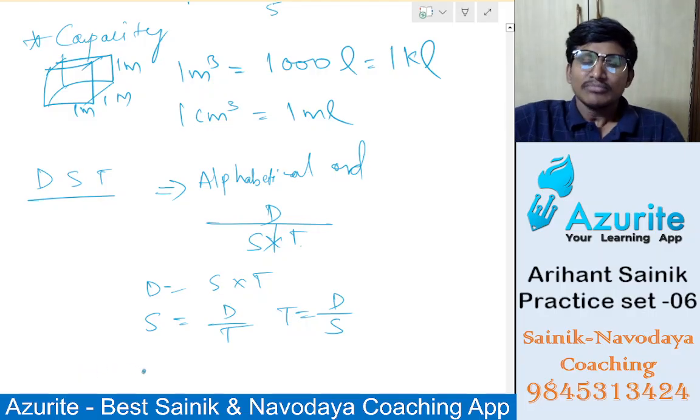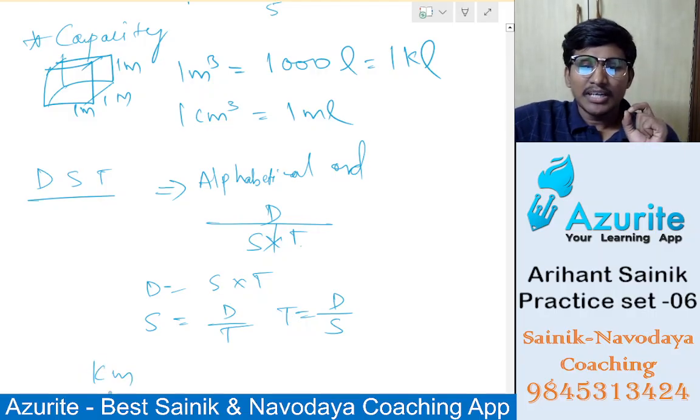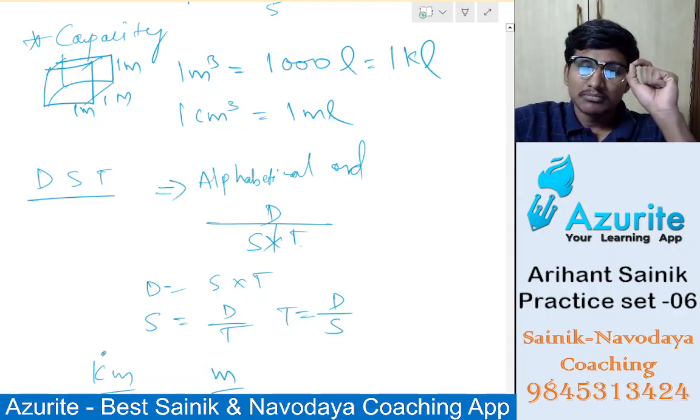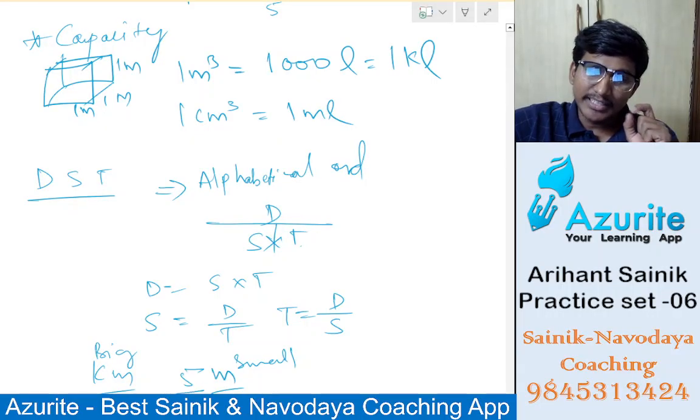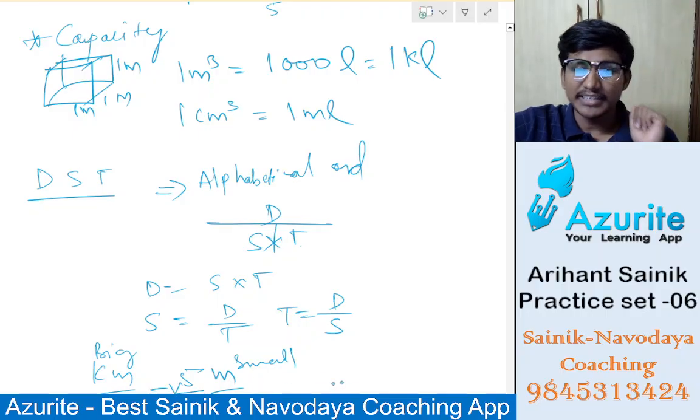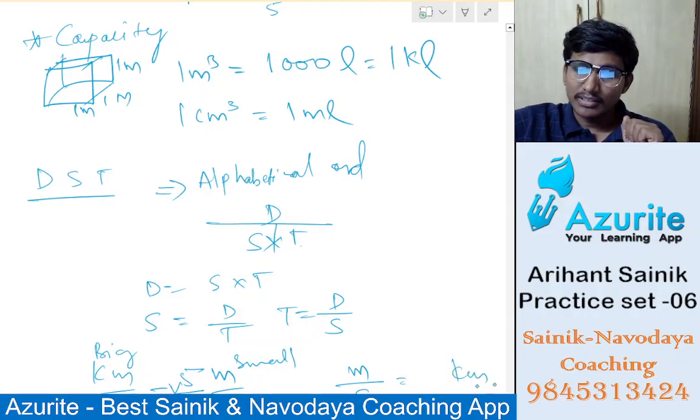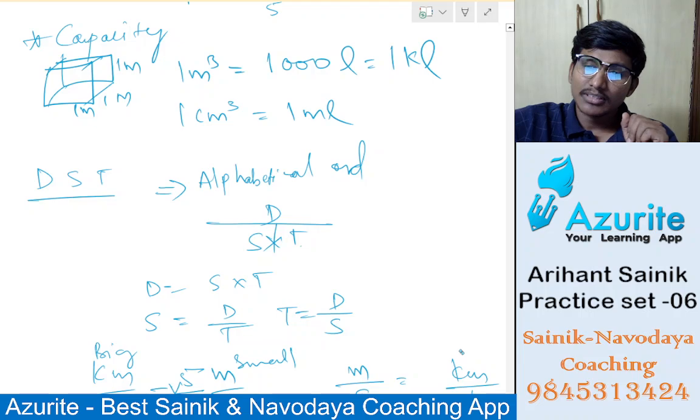Now, kilometer per hour to meter per second. Kilometer is bigger, meter is smaller, so we have to multiply by 5 by 18. 5 is smaller. If they ask meter per second to kilometer per hour, kilometer per hour is bigger, so we multiply by 18 by 5, taking 18 bigger on the top.